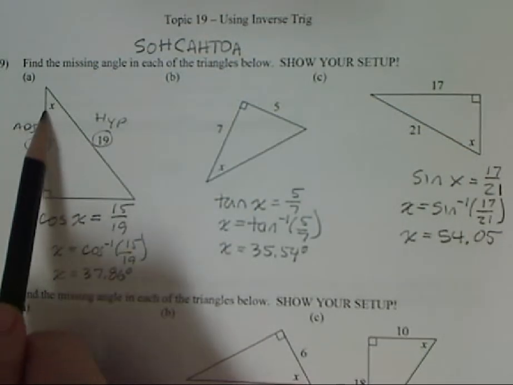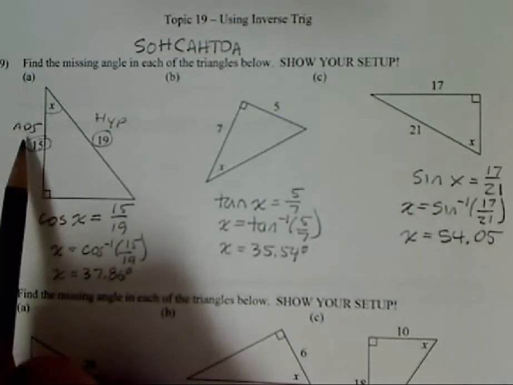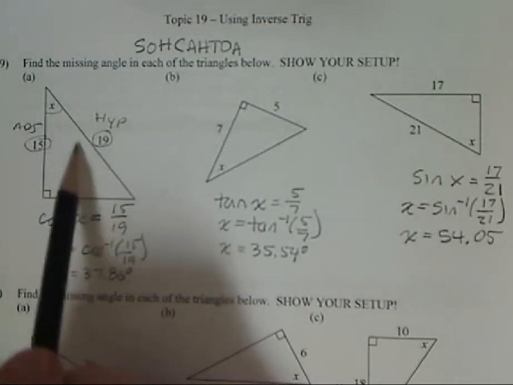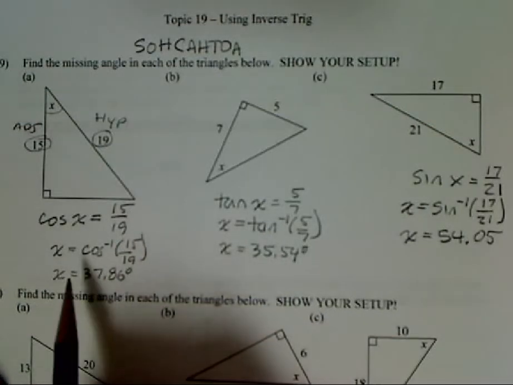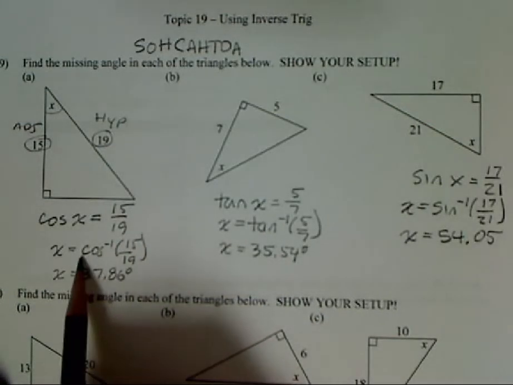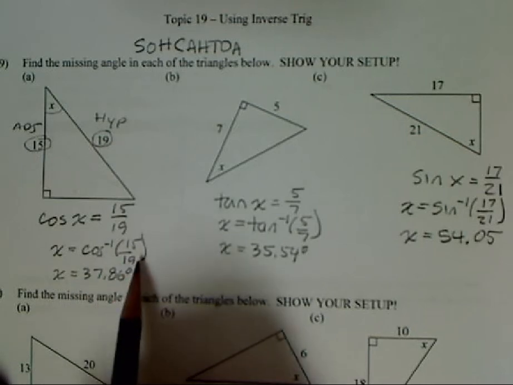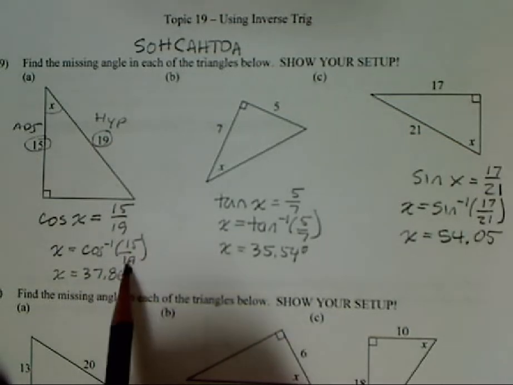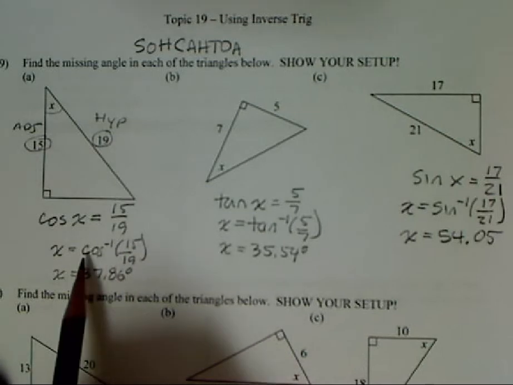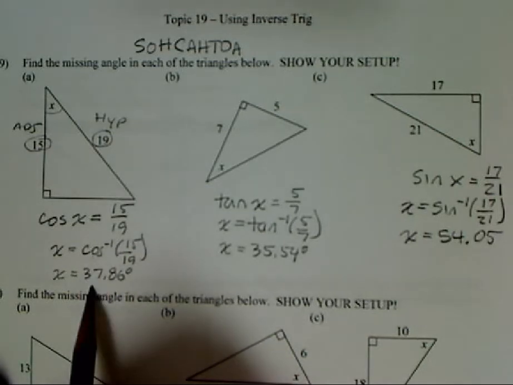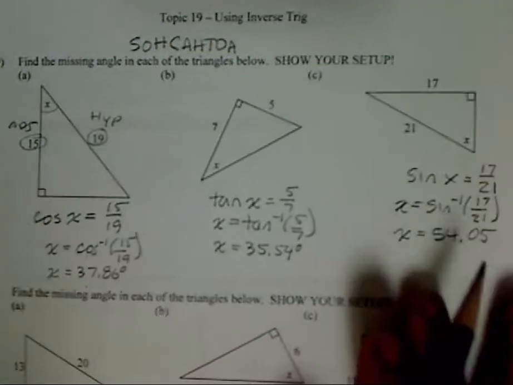So it's cosine of x is equal to the adjacent side, which is 15, divided by the hypotenuse, which is 19. Then to solve this, what I'm going to have to type in my calculator is cosine inverse, so that's shift or second, then 15 divided by 19. Some of your calculators will do 15 divided by 19 first, then hit shift cosine. And that will give you your angle. So you have to know how you work your calculator. If you don't know how to work your calculator, come in and I will help you with it.